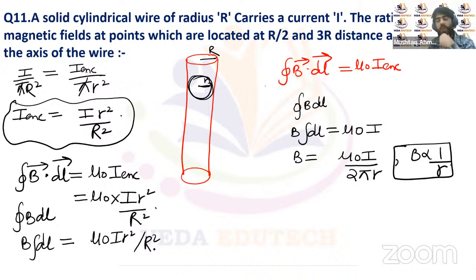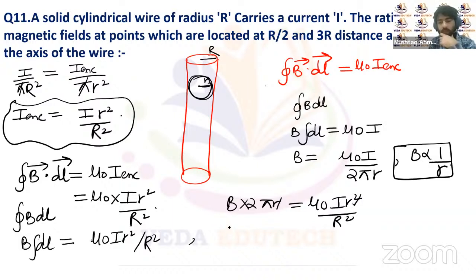Now integral of dl will give us the circumference of this Amperian loop, right? The circumference of this Amperian loop is 2 pi r. So B multiplied by 2 pi r will be equal to mu naught I r square upon capital R square, right? So from here, r and r will get cancelled. We'll be left with the magnetic field as mu naught I into r upon 2 pi R square, right? So this is the net magnetic field due to a solid cylindrical wire inside it.